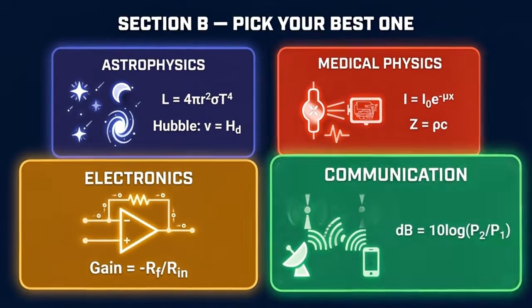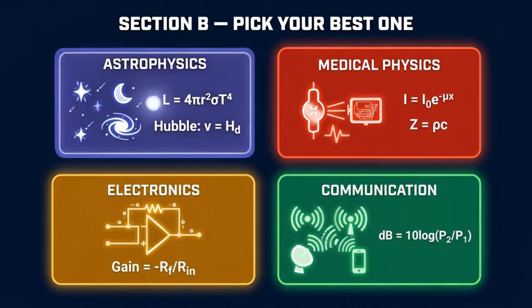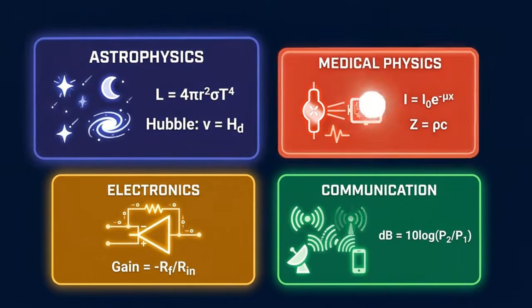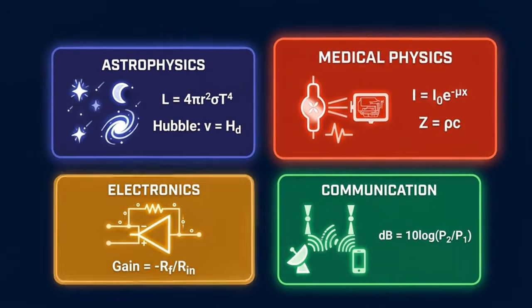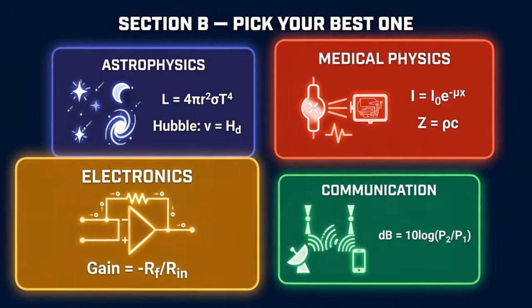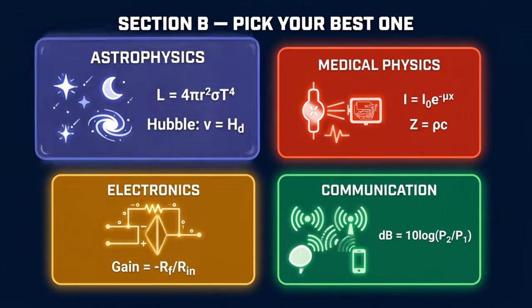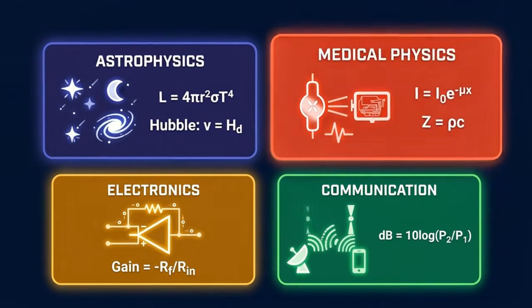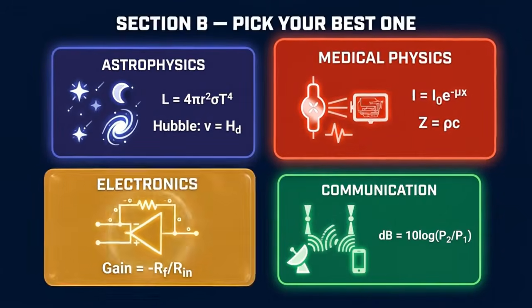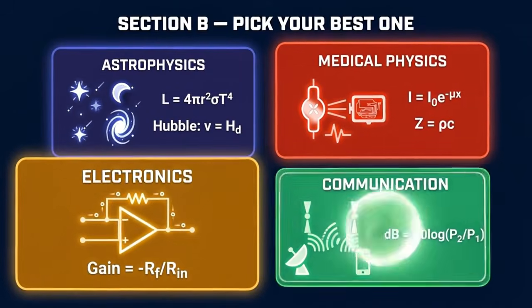Medical physics. X-ray attenuation, I equals I naught e to the minus mu x. Specific acoustic impedance, Z equals rho c. And how PET scanning works through annihilation, producing 2 gamma rays at 180 degrees. Comparison questions between imaging modalities are extremely common.